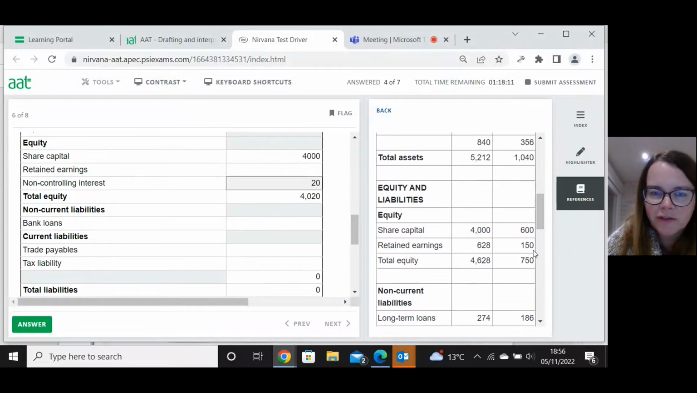So I've dealt with that 150 now, right? So I've got 100 of it in my Goodwill account, I've got 30 of it in my retained earnings, and I've got 20 of it in my non-controlling interest.